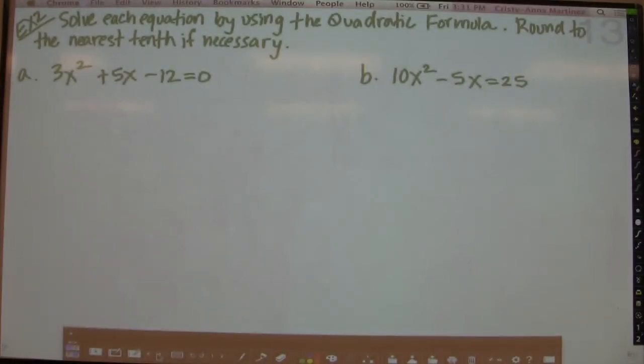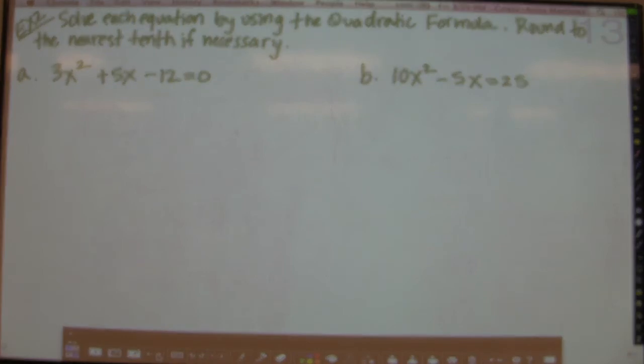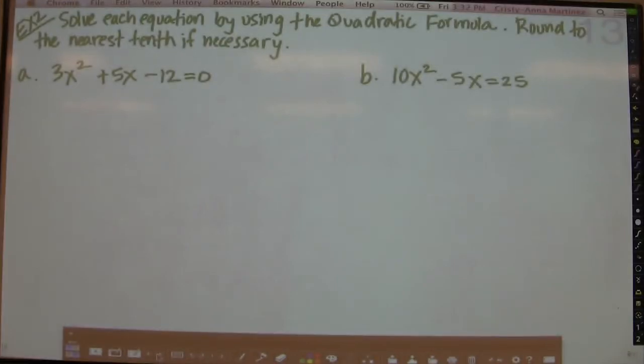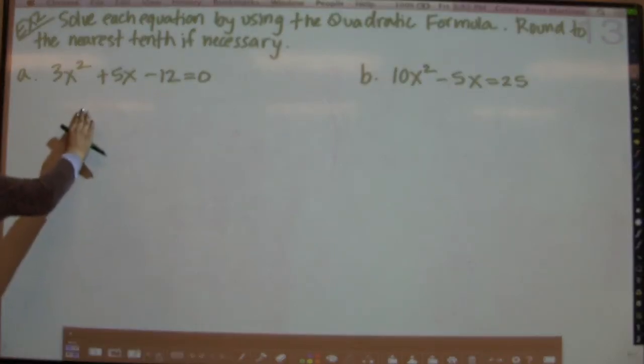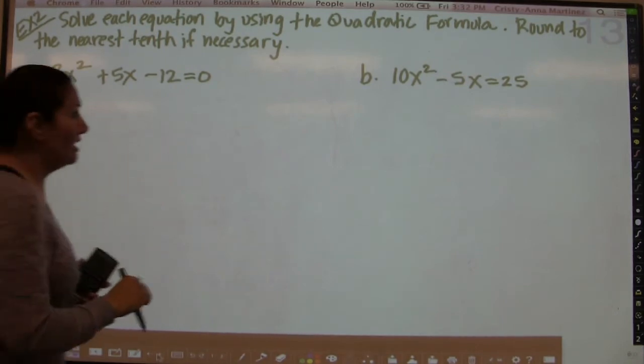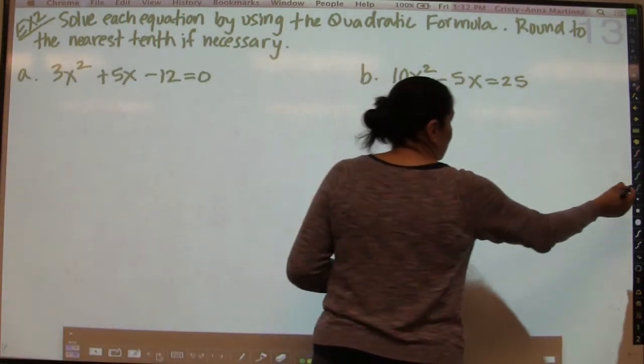In example 2, we're doing the exact same thing, only this time, like in the previous example, you ended up with the square root of 64, which is a nice integer. Sometimes you get the square root of something crazy that's not a nice integer, and that's why it says, if necessary, round to the nearest tenth. This is already in standard form, and part B is not in standard form, so let's go ahead and put that one in standard form.